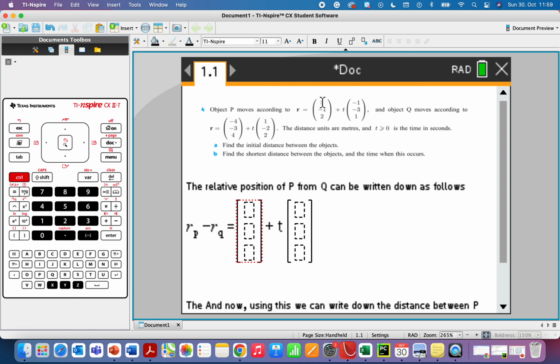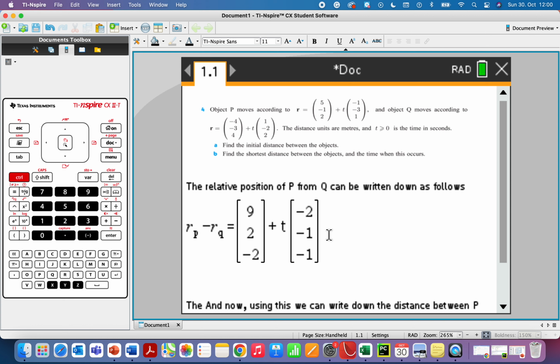So the x component, 5 subtract negative 4, that will give us 9. The y component, negative 2 subtract negative 3. That will be negative 1 subtract negative 3. That's negative 1 plus 3. That'll give us 2. And then 2 subtract 4 is negative 2. And then the same for the direction. We have negative 1 subtract 1 is negative 2. Negative 3 subtract negative 2. So that's negative 3 plus 2 is negative 1. And the final one, 1 subtract 2 is negative 1.